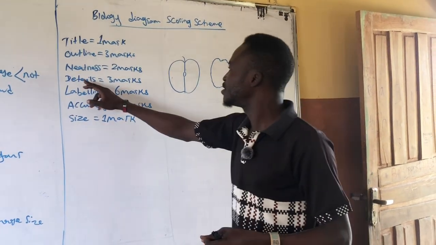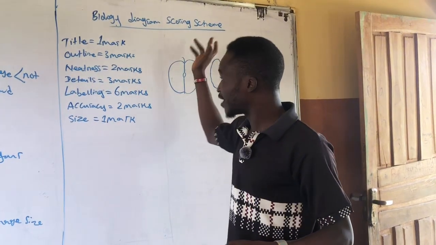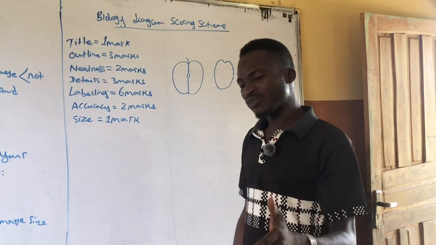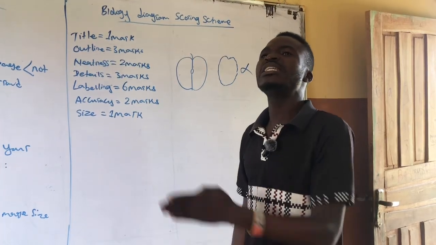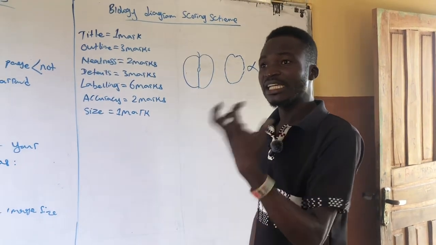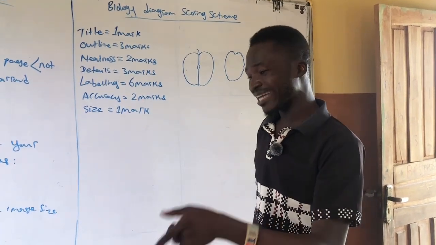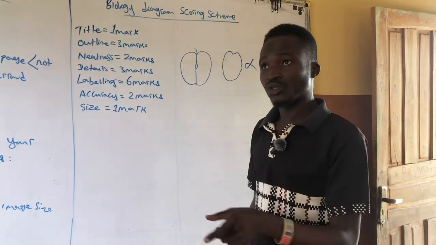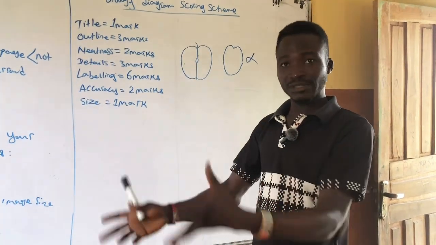Now the next one, I've talked about neatness. That will hand you 2 marks. Details. The diagram you are giving us, is it closely related to the object, so that if anybody sees it, can they easily say, oh, this is a diagram of an onion, this is a diagram of an egg, this is one of the citrus species? Details. Did you get that now?